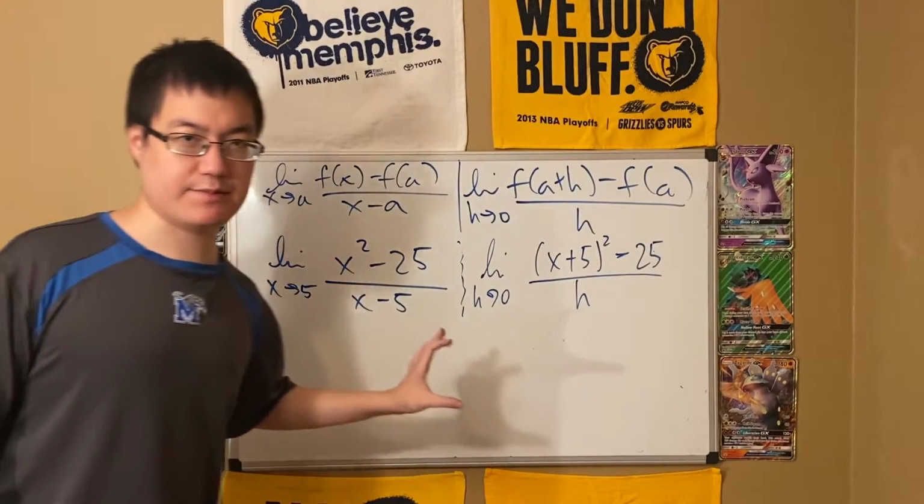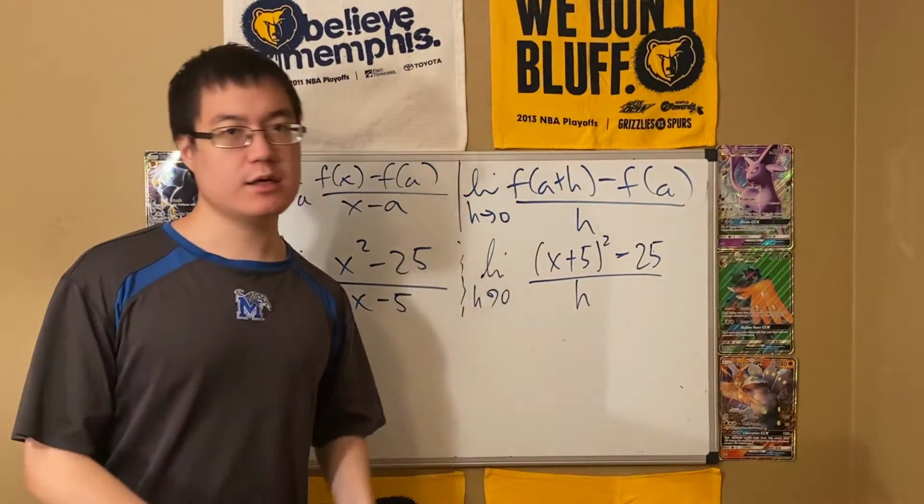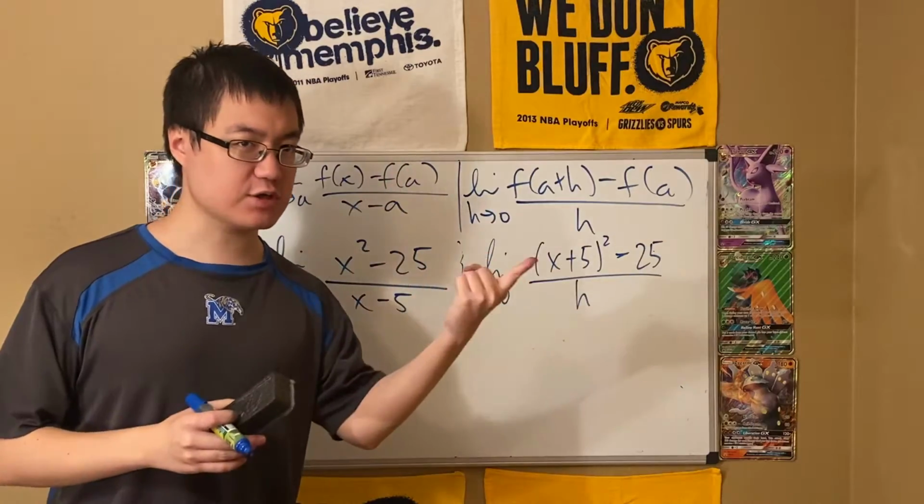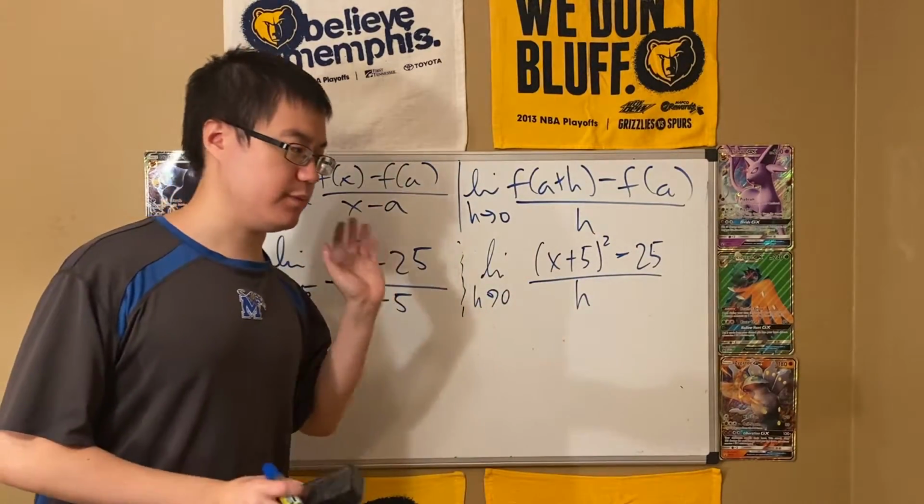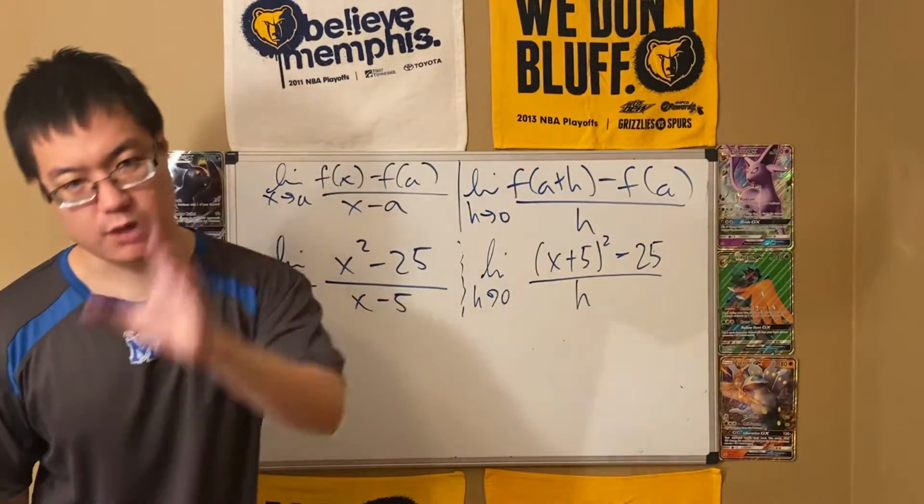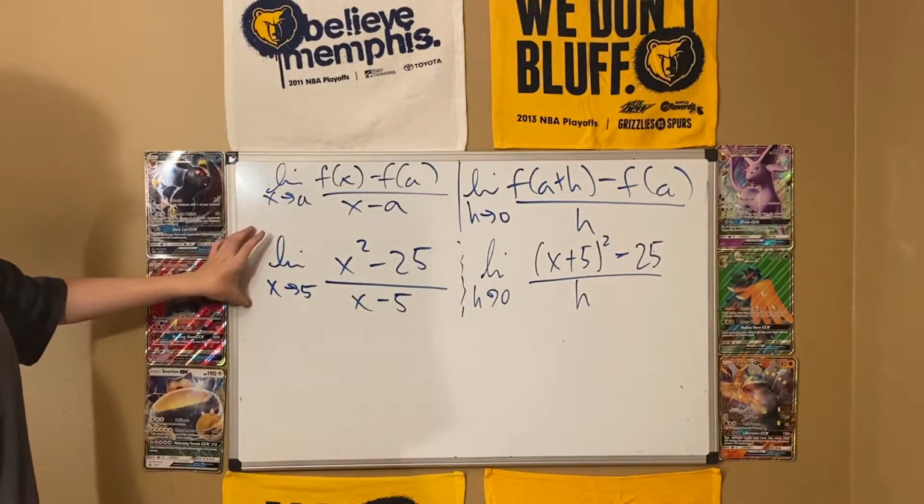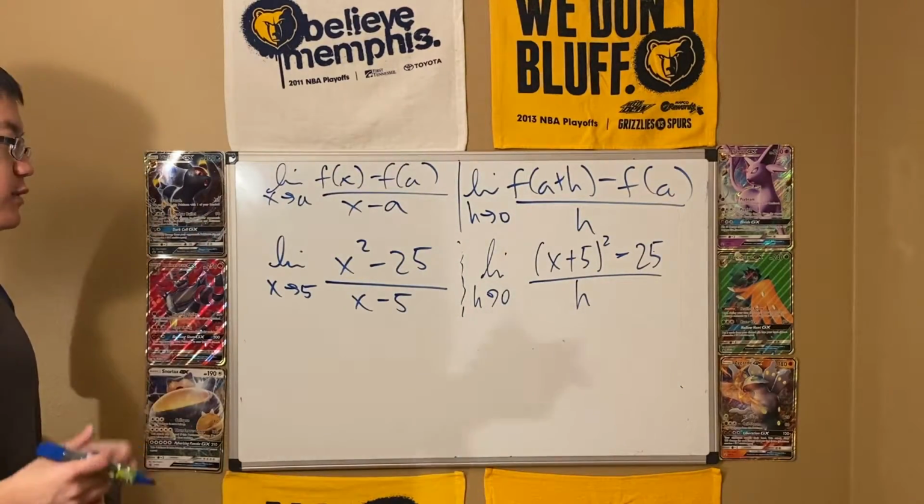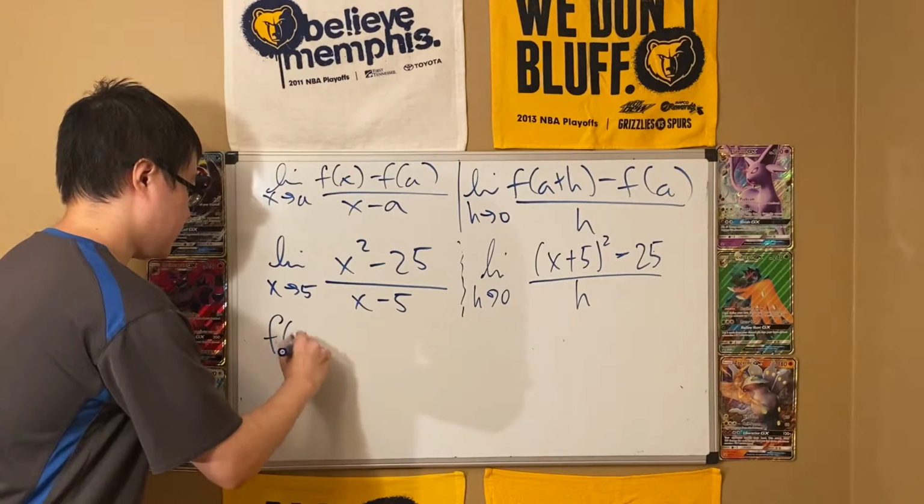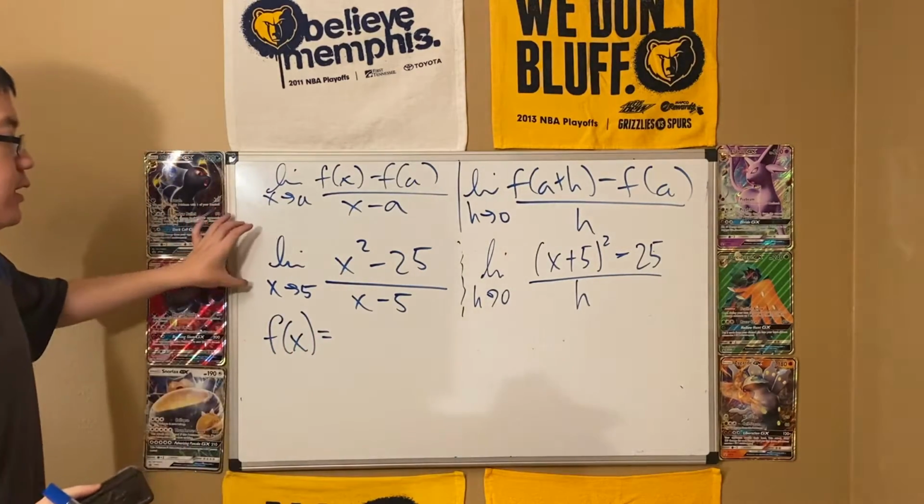So let's talk about the steps. Again, the steps are not too bad. Just identify two things, the function and the number, and then take the derivative of that function and plug in the number. So let's take this one first, the not h one. In my opinion, easier. The identifying is very, very easy when you're doing the not h one.